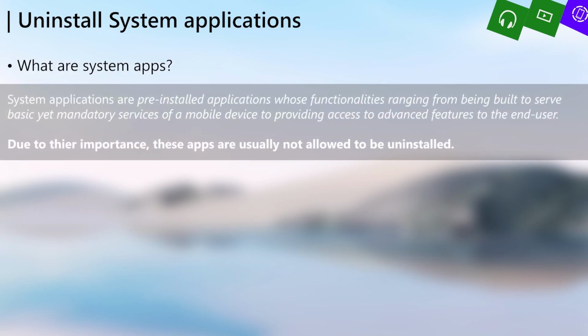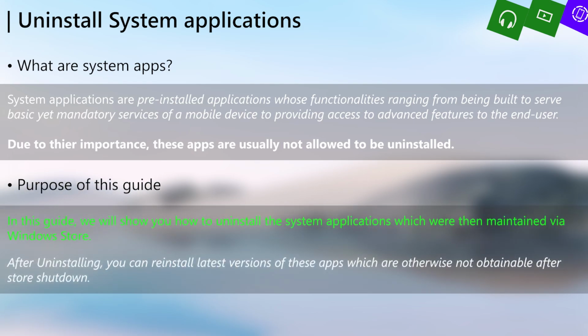System apps play an important role in an operating system. These applications provide basic to advanced features to the end user and are typically not uninstallable due to their importance. But in this video, we will show you how to uninstall system applications in Windows Phone 8.1 and also how to get the latest versions installed in your phone.